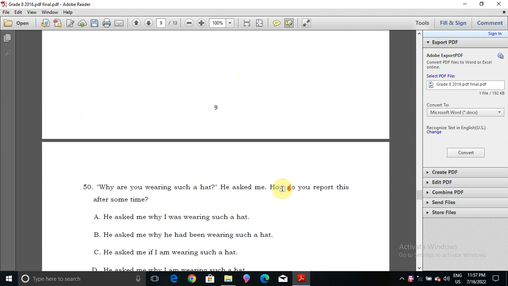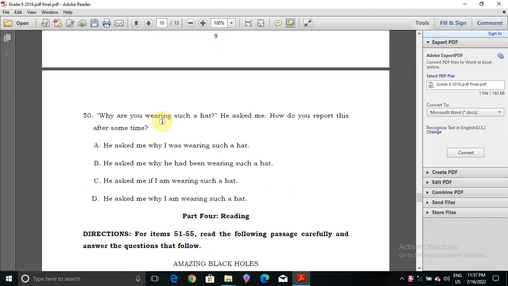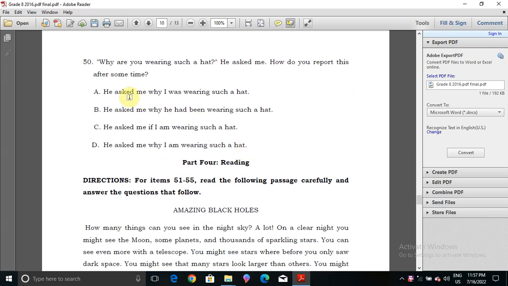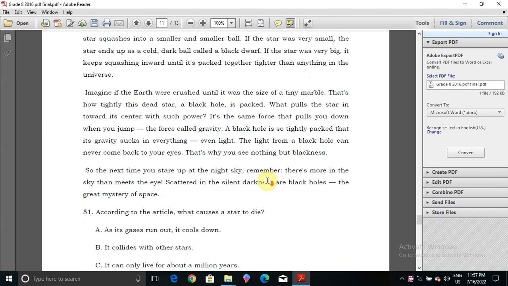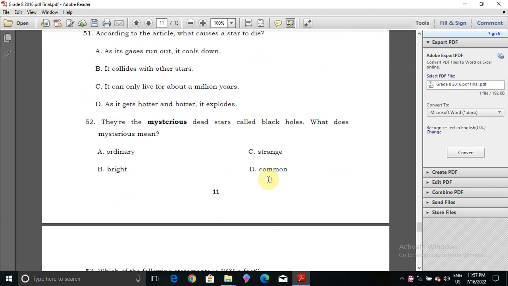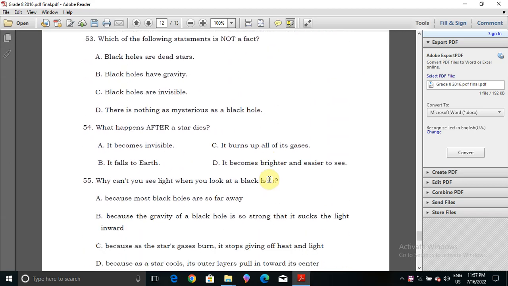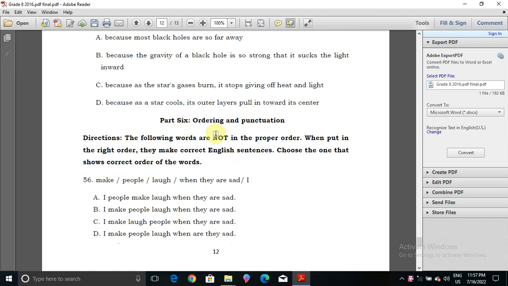Now question number 50, why are you wearing such a hat? He asked me, how do you report this after some time? You would say, he asked me why I was wearing such a hat. Yes, this one is the correct one. Now in part 4 we have a reading, but we are going to skip it and go to part 6, which is ordering and punctuation, right?